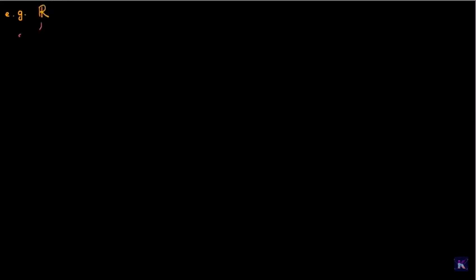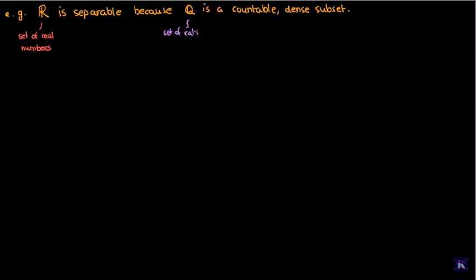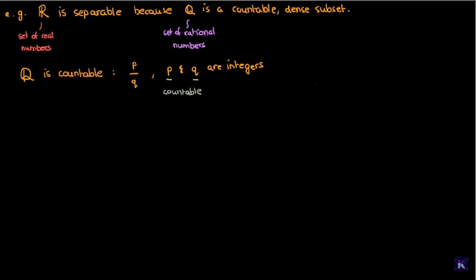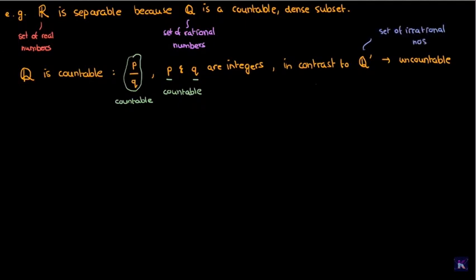For example, the set of real numbers is separable because its countable dense subset is the set of rational numbers Q. Q is countable because it consists of all numbers that can be expressed as ratios between two integers. Since integers are countable, 1, 2, 3, 4, it follows that their ratios are also countable. I'll have to count to infinity to count all rational numbers, but I can still count them because they're ratios of two integers. This is in contrast to irrational numbers, which can't be expressed in terms of integers and are uncountable.